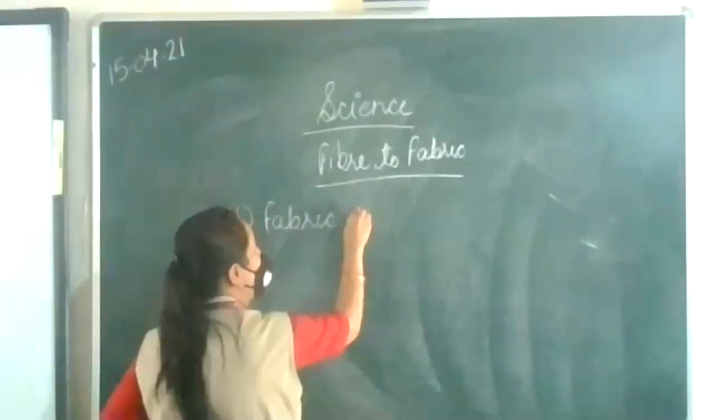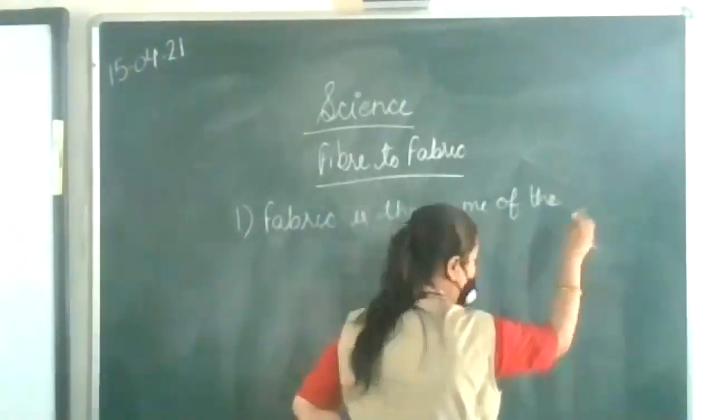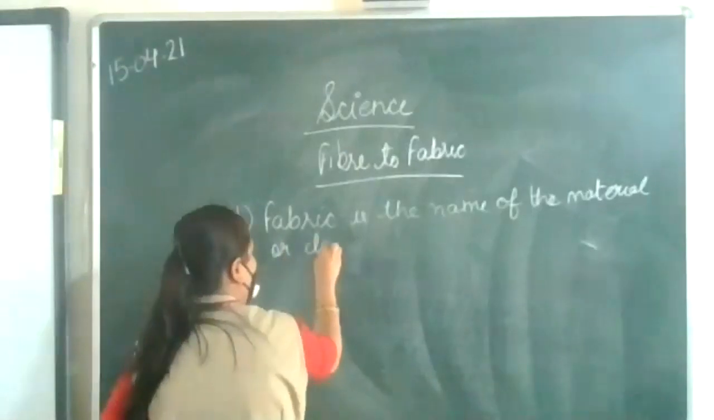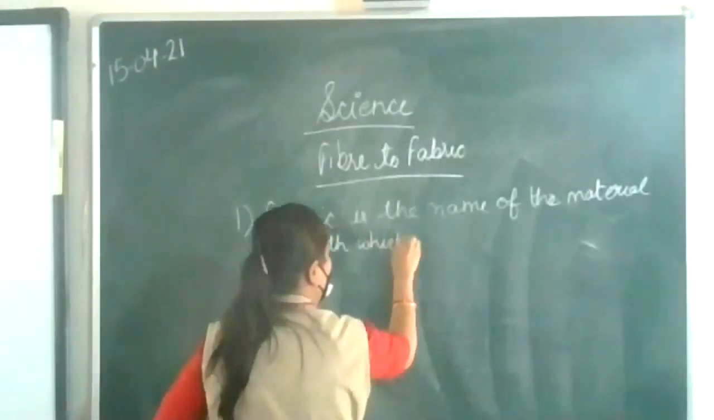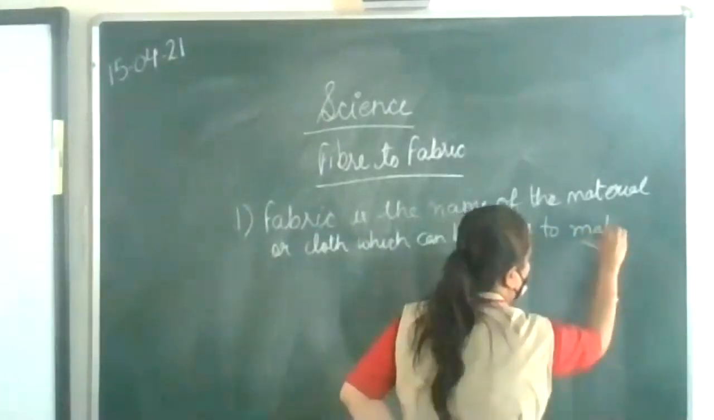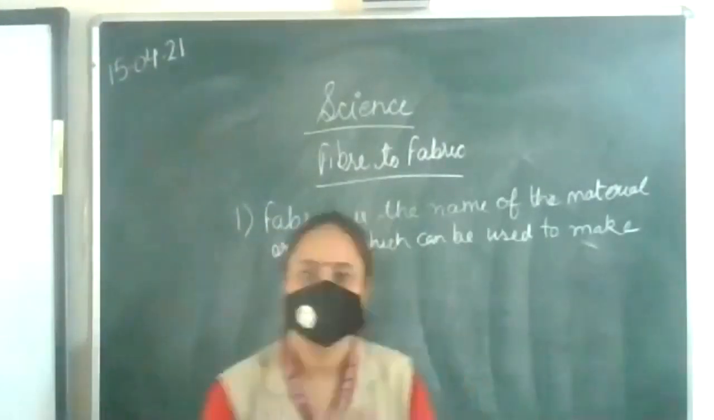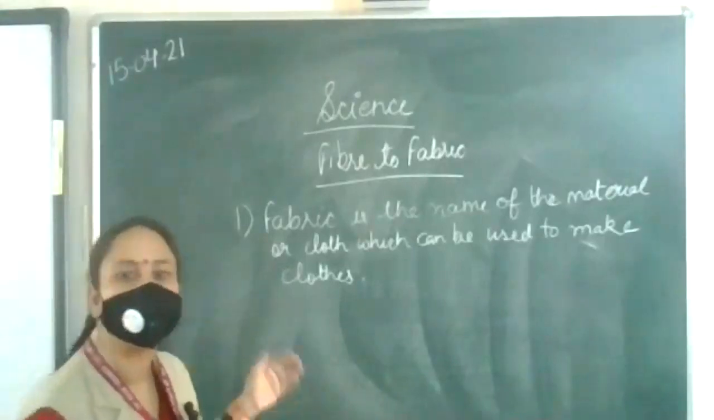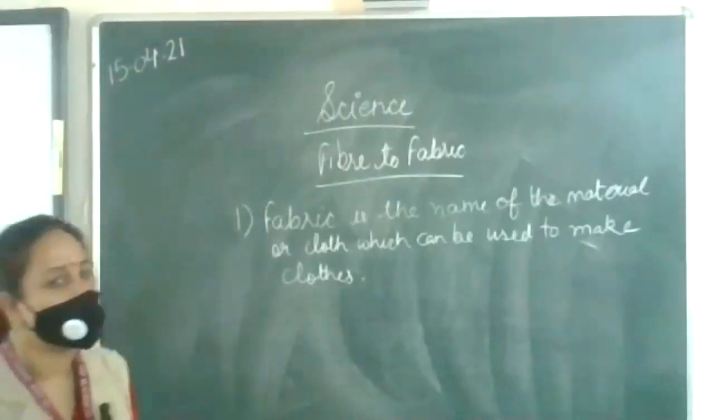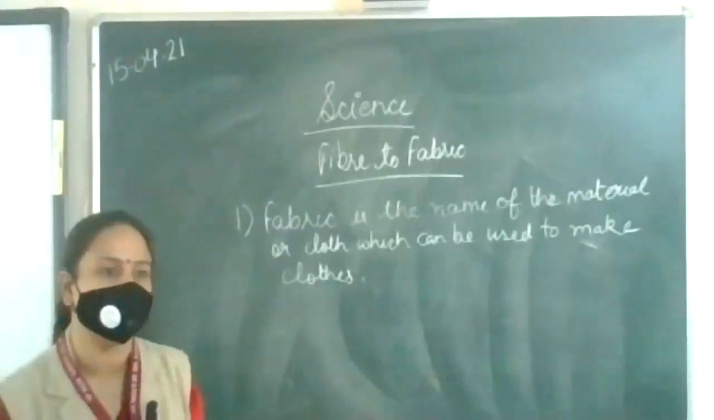What is fabric? Fabric is the name of the material or cloth which can be used to make clothes. Fine. So, fabric is the name of the material or cloth which can be used to make clothes. Understand? I can't see everybody writing. Why isn't everybody writing? Everybody will write.